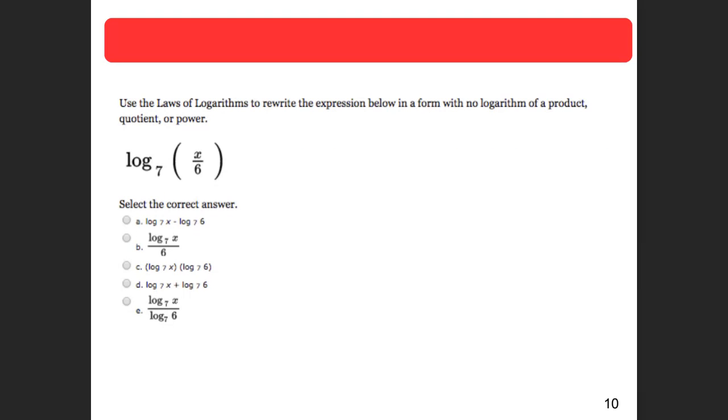Number 3, it says use the law of logarithms to rewrite the expression below in a form with no logarithm of a product, quotient, or power. Okay, so basically this is a quotient here, x over 6. So I'm just going to rewrite this. I'm going to expand it out. I'm going to rewrite this as the log base 7 of x minus, since that's division, log base 7 of 6. Done.